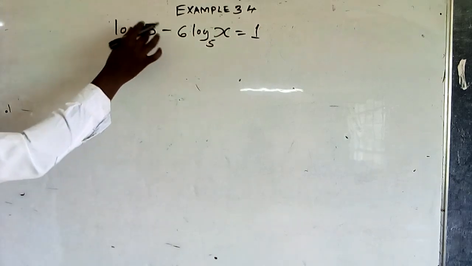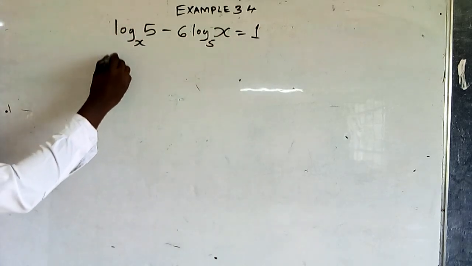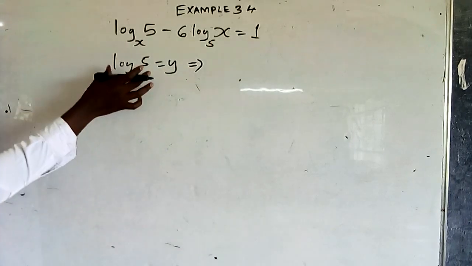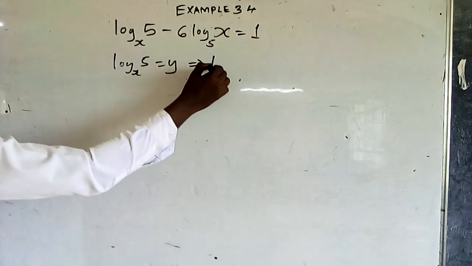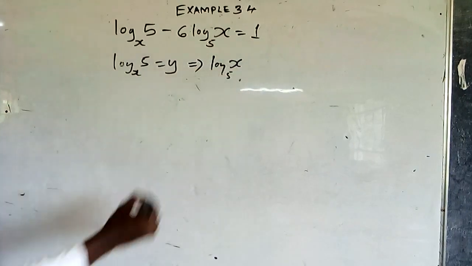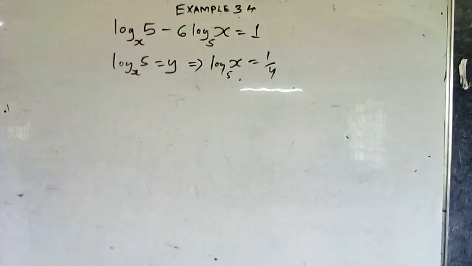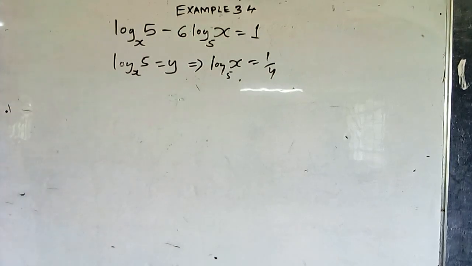If we let log 5 to base x be y, then what does that imply? The reciprocal of log 5 to base x is log x to base 5, so the reciprocal will now be 1 over y. You have to eliminate the log because we have different bases and one base is unknown. If all the bases were known, there are other criteria of dealing with that.